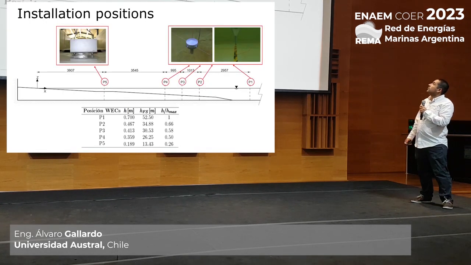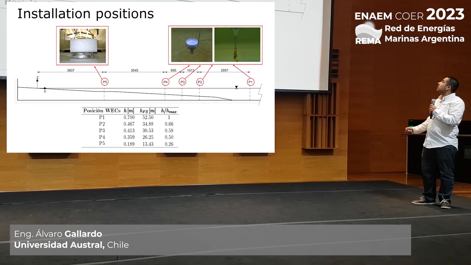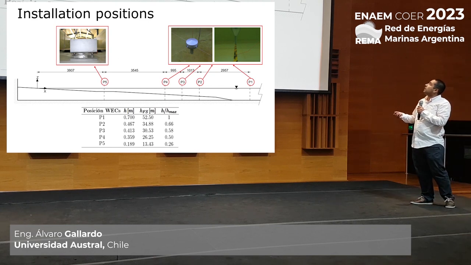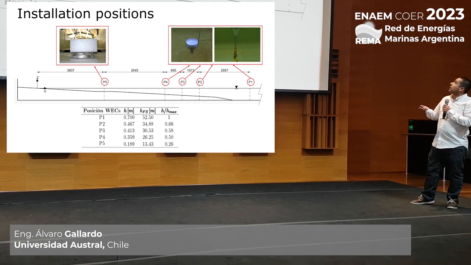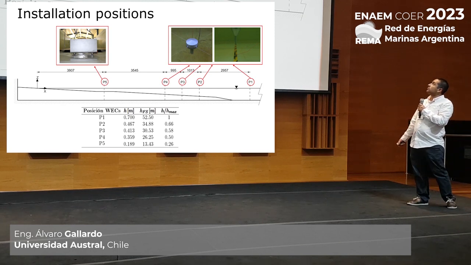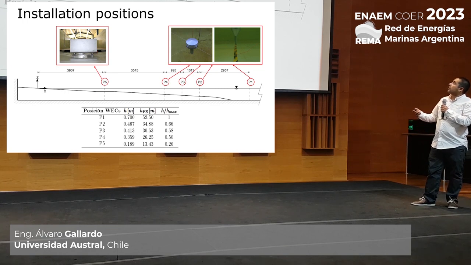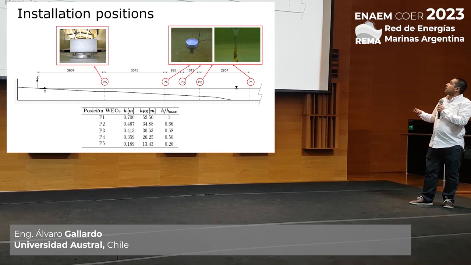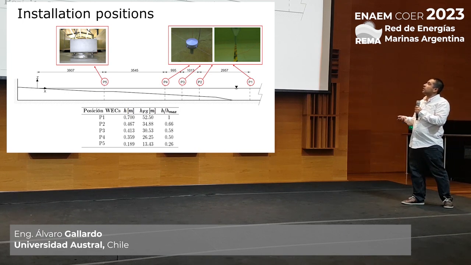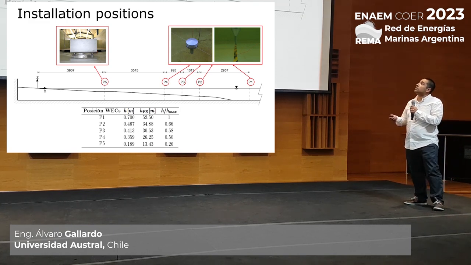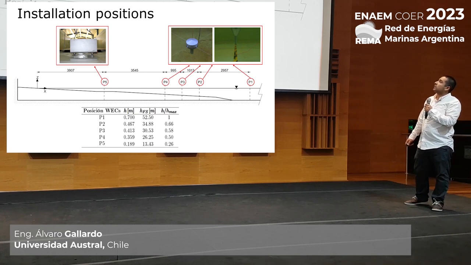So it was defined five installation positions for the models. The first one before the beach, and the first four installation positions at higher depths, where the buoys, the point absorber models, were installed, achieving a depth reduction to half of the maximum depth. And it was considered a single position for the surge converter model at a lower depth.